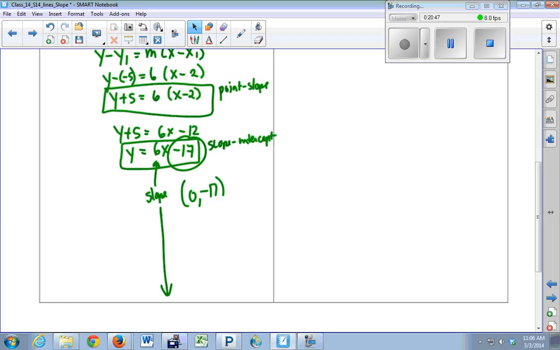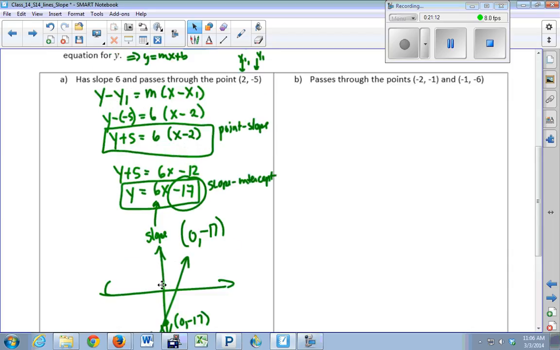So what information can you get when you look at this? You still get the slope and you get a point. Just like up here, I can look here and say my point is 2, negative 5. Here I say my point is 0, negative 17. So the point that you know from this one is the y-intercept. So it's a very specific point that is often helpful for us is the y-intercept.